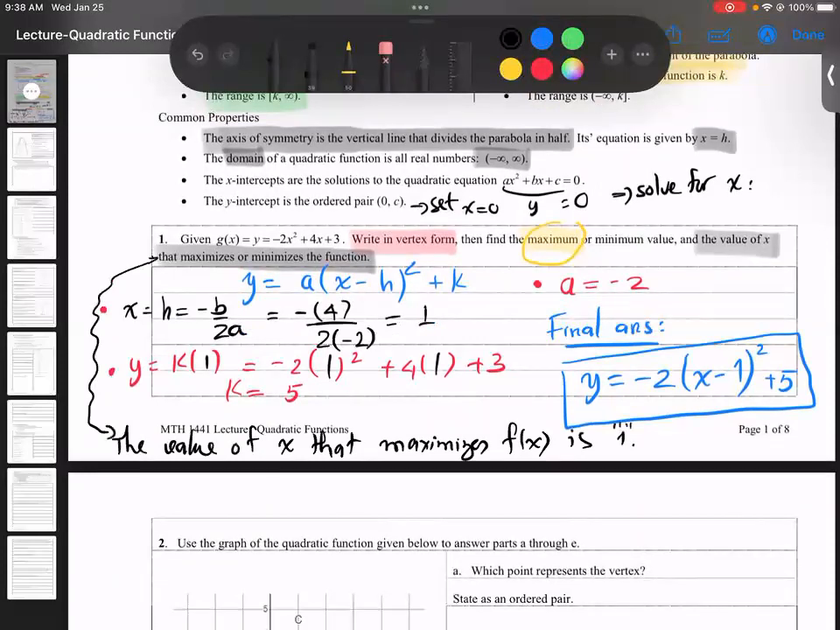Now I can change the question a little bit. I say find the maximum of the function, then you say 1, 5, right? The whole thing. But if I just ask you for x, then just give me x.